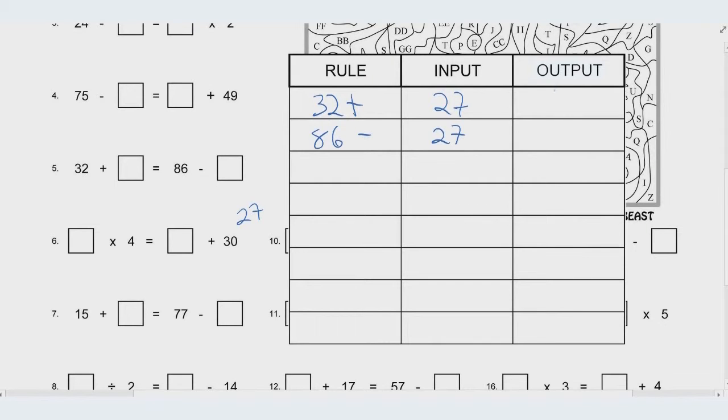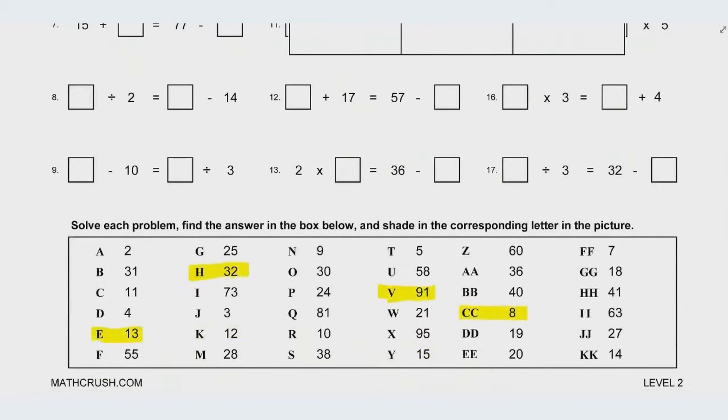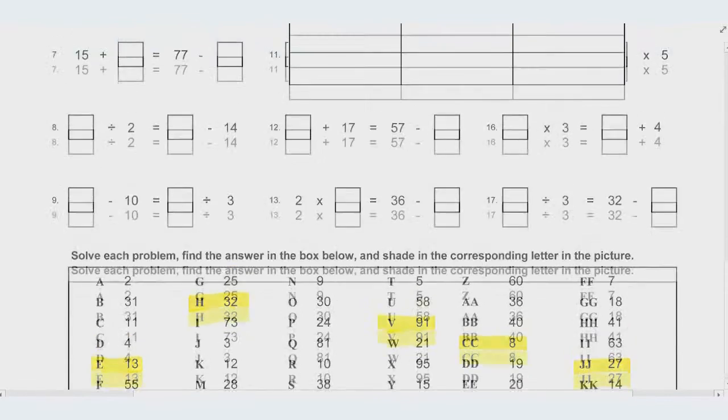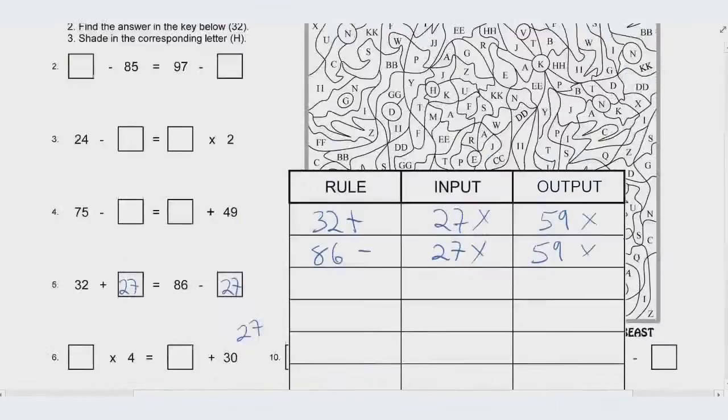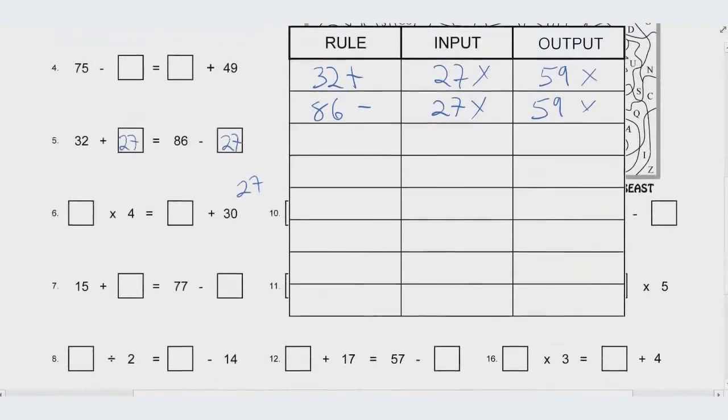32 plus 27 gives us 59. And 86 minus 27 gives us 59. So we got an output of 59 and an input of 27. They're all the same. So our answer in this little box is 27. And you're going to come down here and find 27. And 27 is going to be letter JJ. So we got letter JJ. And we come back up here and find JJ in our picture. And we shade them in. Problem number 6.